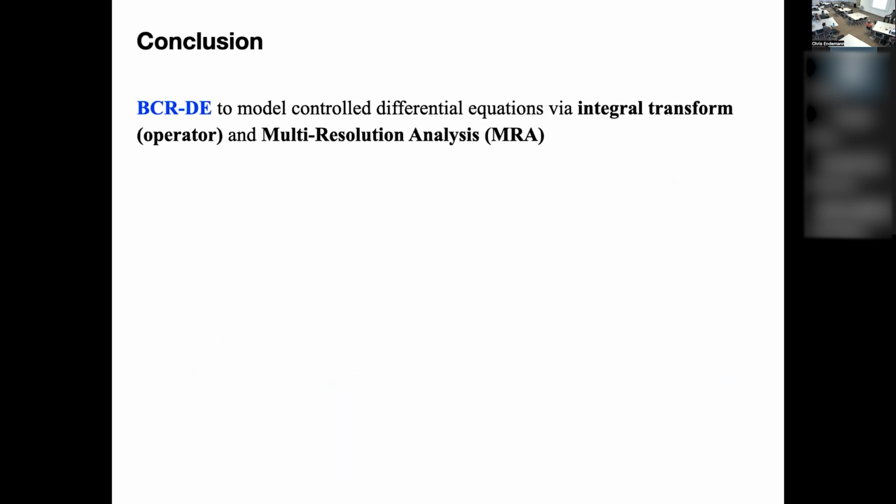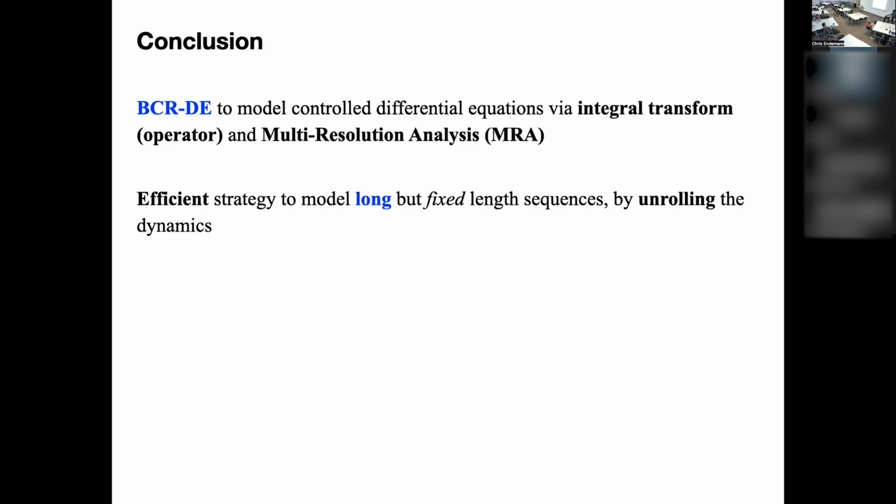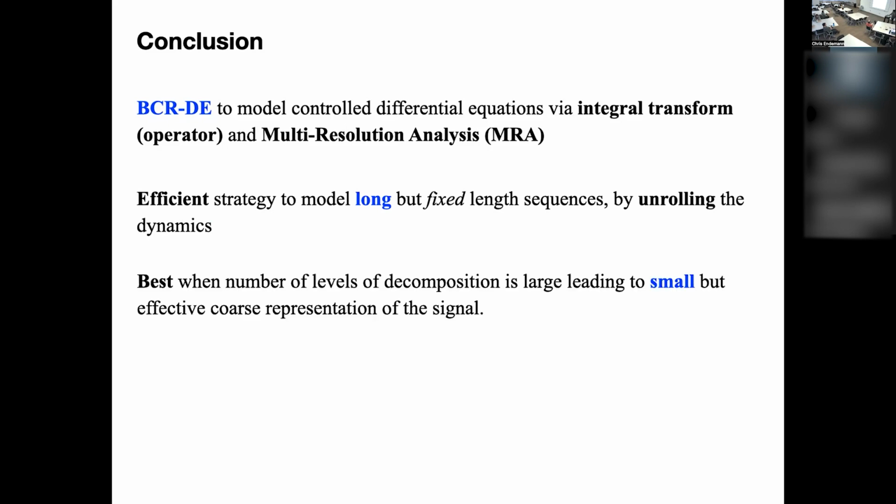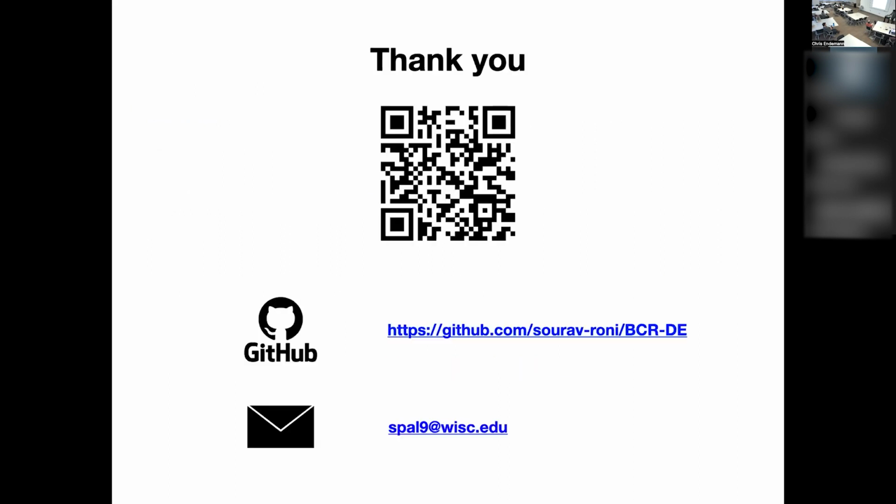So in conclusion, we present BCRD to model control differential equations via an integral transform and multi-resolution analysis. The strategy is to model long sequences but fixed length by unrolling the dynamics, which is like discretization of the transform to get a matrix vector product. Empirically, we observe that it is best when the number of levels is large, leading to a small but effective coarse representation of the signal. And BCRD provides an efficient way to handle coupled setups.